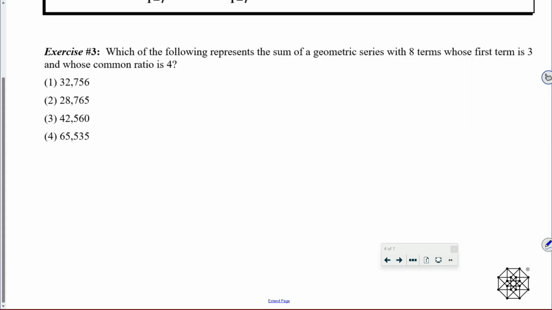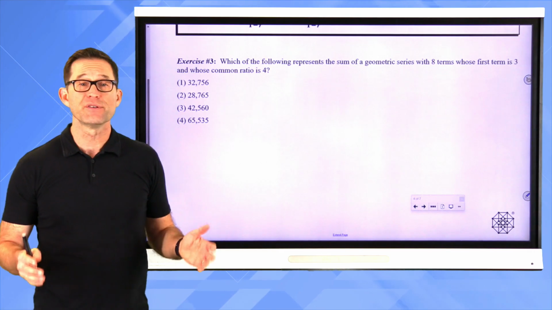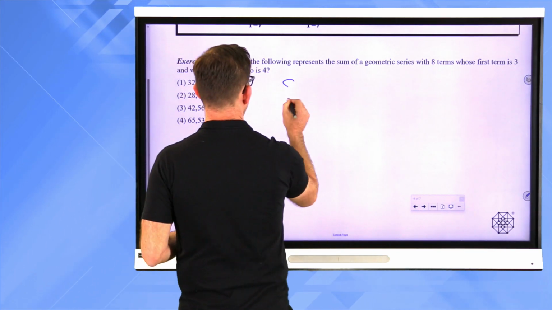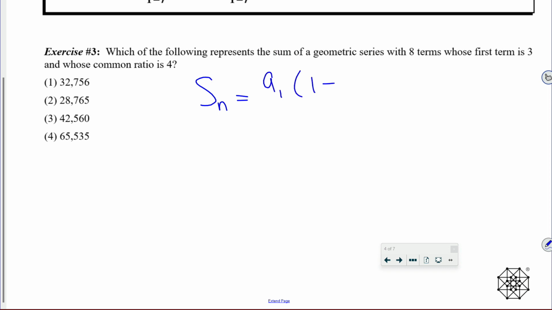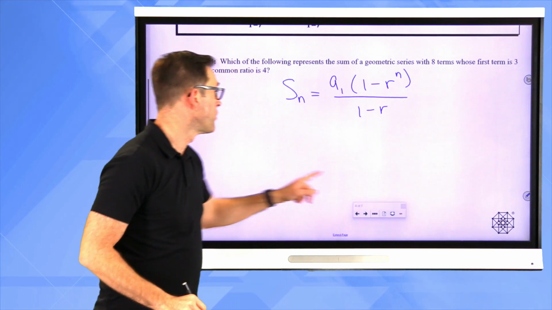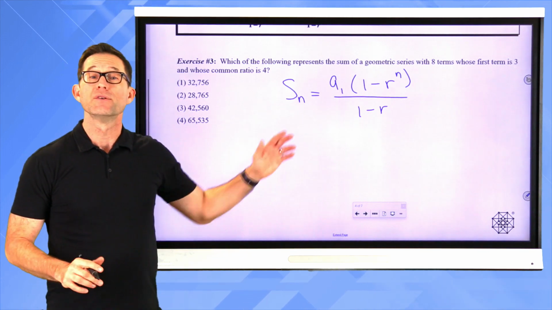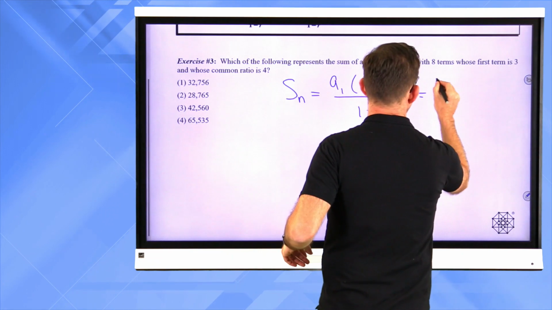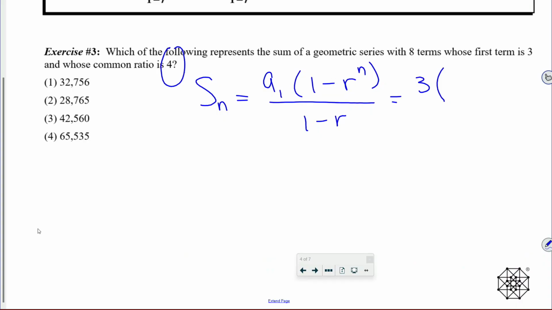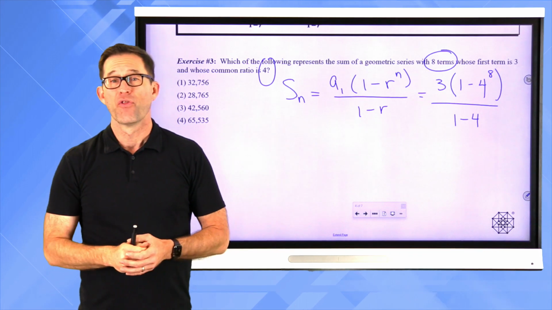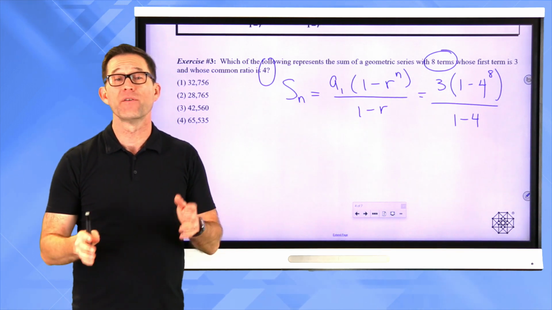Either way, let's take a look at how we can do one of these problems. Exercise number 3. Which of the following represents the sum of a geometric series with 8 terms, whose first term is 3 and whose common ratio is 4? Well, this is a very straightforward way of using this formula, but let me write down the formula again. S sub n equals a1 times 1 minus r to the n all over 1 minus r. Now, in this particular problem, they have literally given me everything I need. So the first term is equal to 3. Let's fill that in. The common ratio is equal to 4. And the number of terms is equal to 8. So we need to evaluate 3 times 1 minus 4 to the 8th, all divided by 1 minus 4.